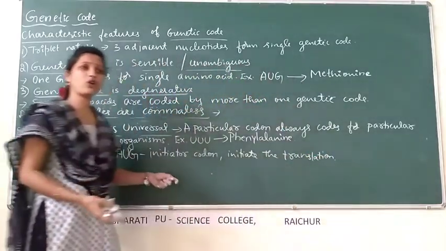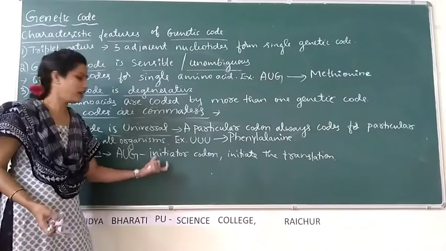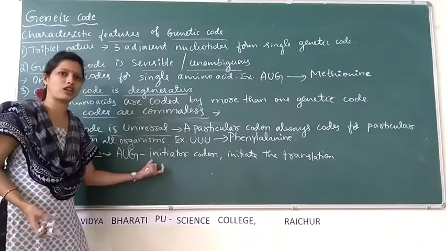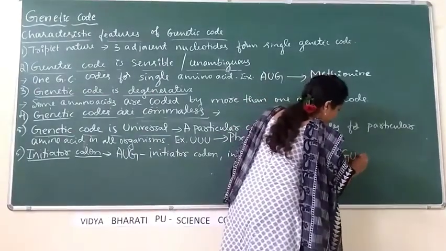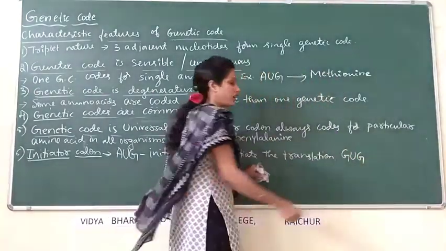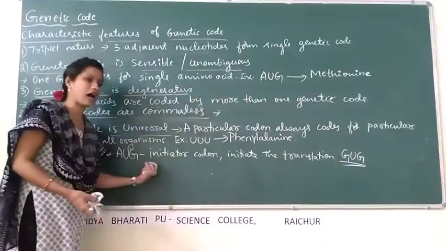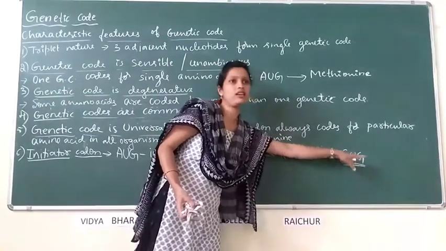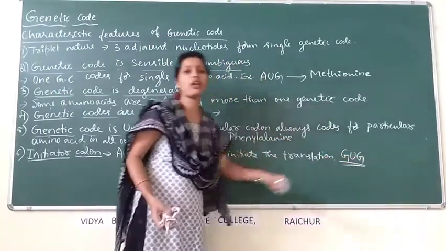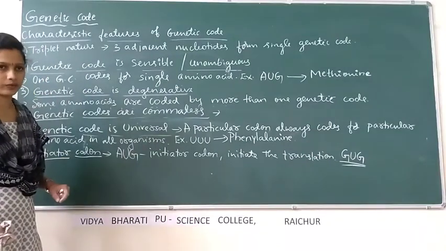Suppose AUG is absent on mRNA. Rarely AUG will be absent on mRNA. At that time, GUG acts as an initiator codon. If AUG is absent on mRNA, then GUG acts as an initiator codon and initiates the process of translation.